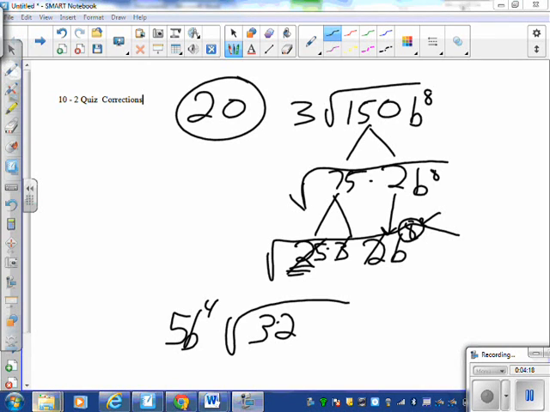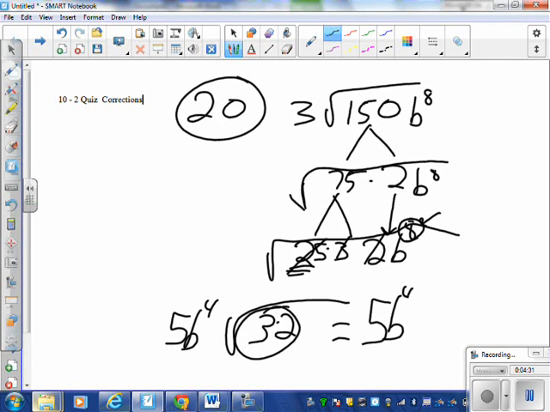So I'm left with 5b to the 4th power, and 3 times 2 on the inside. I need to multiply these two together. So my final answer is 5b to the 4th power, square root of 6.